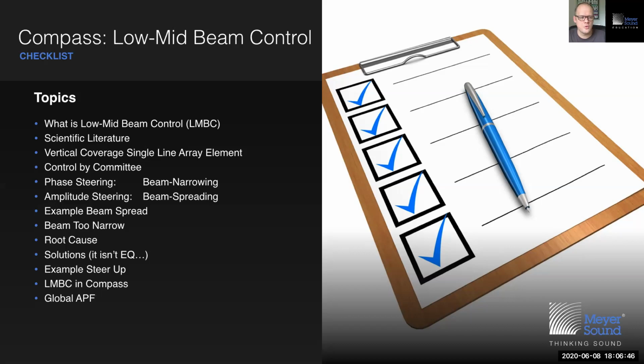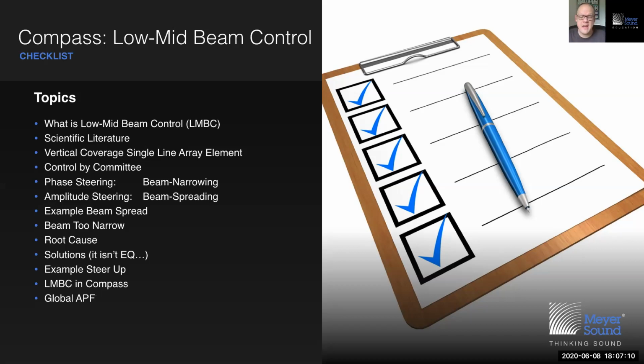If you understand the root cause, then it becomes readily apparent that there's only one domain where this can be fixed. So we're going to talk about the root cause. Because once we understand the root cause, you see that the next bullet point in my checklist is solutions. Well, it's not going to be EQ, as we're about to discover.